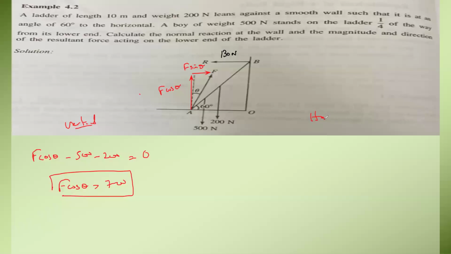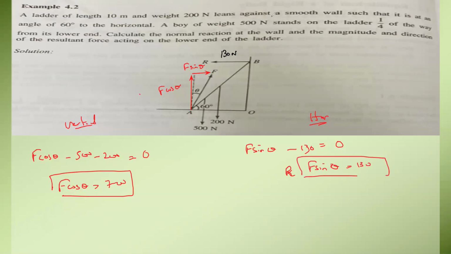Then we'll consider the horizontal forces which are acting. The F sine theta is acting towards the right and R is acting towards the left. So we can say F sine theta minus R is equal to 0, where R is 130. So I can say that F sine theta is equal to 130.